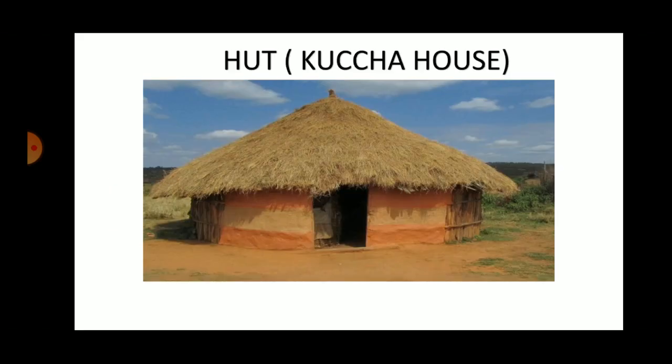Later, when the people got their own lands, they started to make houses by using the easily available materials. Look here, the picture of a hut. A hut is a kacha house. All of us know that huts are made of straw, sticks, bamboo, wood, and mud, isn't it?